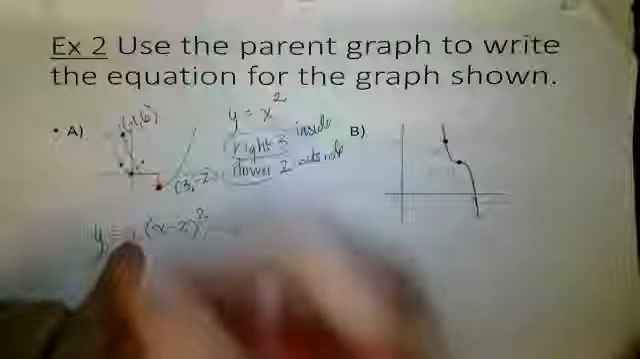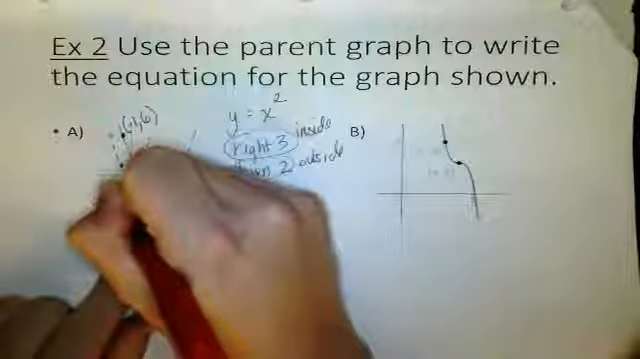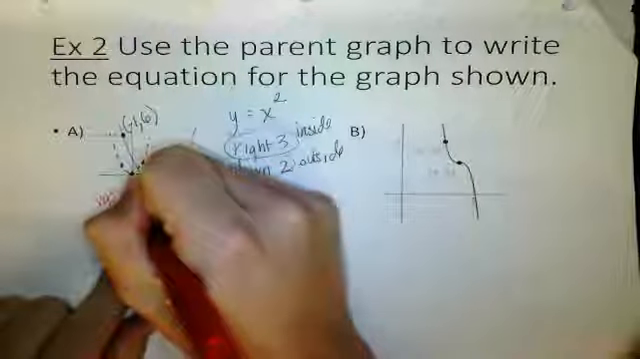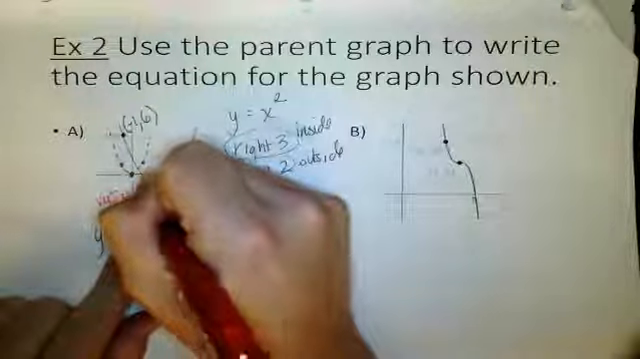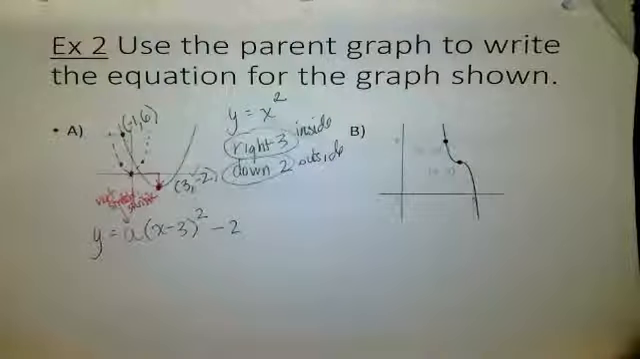We need to figure out what our vertical stretch or shrink factor is, K. There's something that's multiplying our little parent graph here to stretch or shrink it out of shape. And we need to figure out what that value is. Any thoughts?